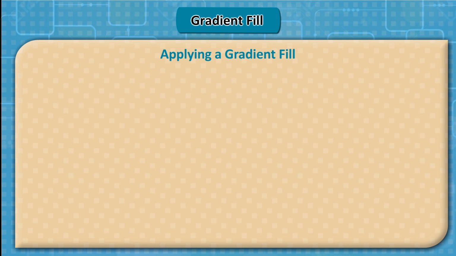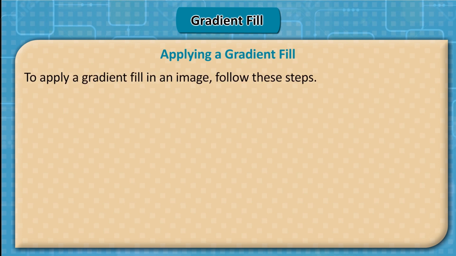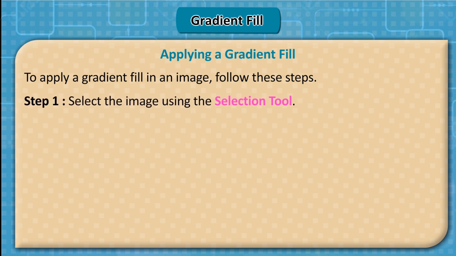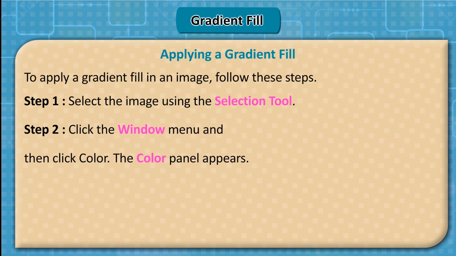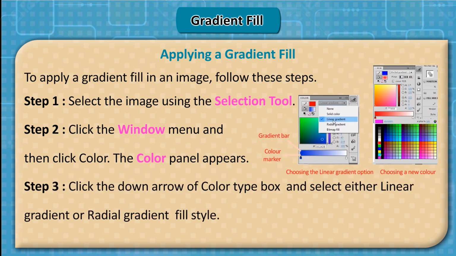Applying a gradient fill. To apply a gradient fill in an image, follow these steps. Step 1. Select the image using the selection tool. Step 2. Click the Window menu and then click Color. The Color panel appears. Step 3. Click the down arrow of the color type box and select either the linear gradient or radial gradient fill style.